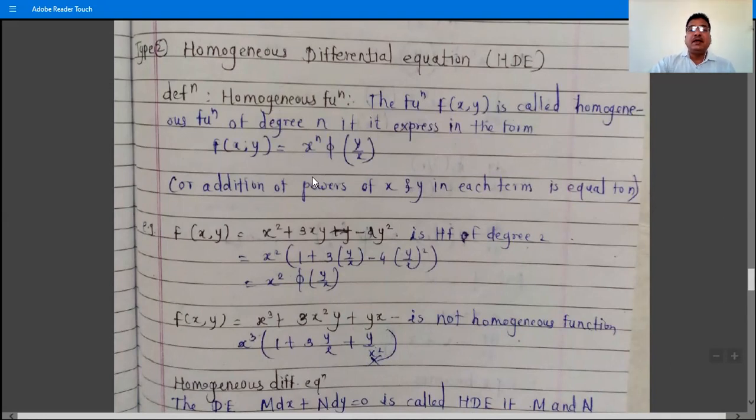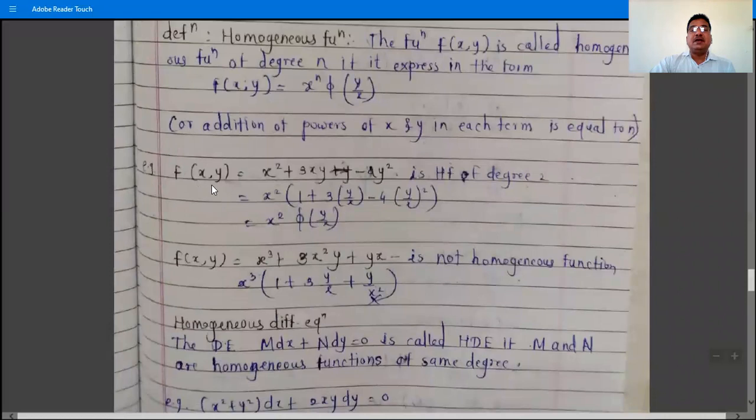Or we can define this homogeneous function in a simple manner: the function f(x,y) is called a homogeneous function if the addition of powers of x and y in each term is equal to n. Then we say the function is a homogeneous function of degree n.